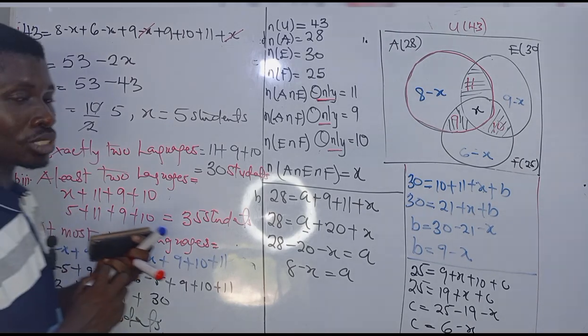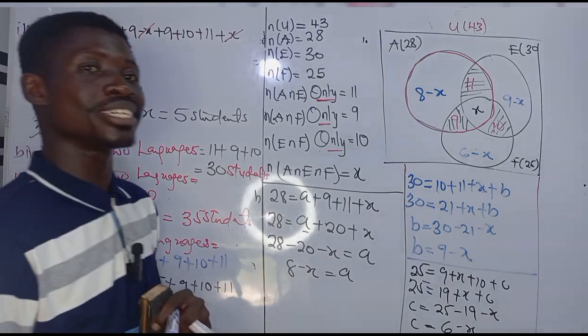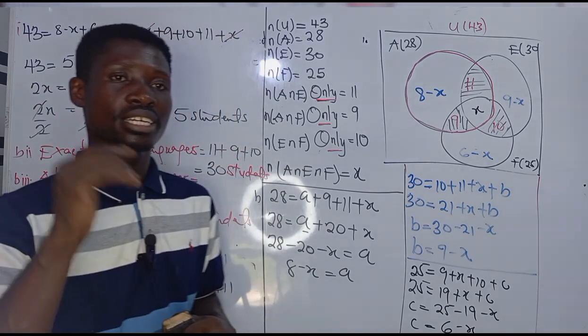So the number of students who chose at most 2 languages, we are having how many students? 38 students. This brings us to the end of today's lesson.